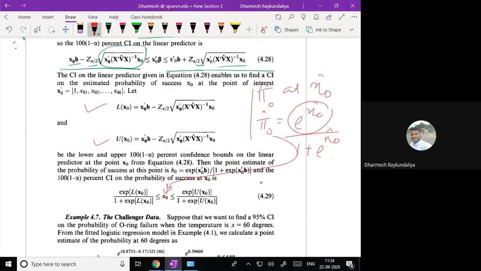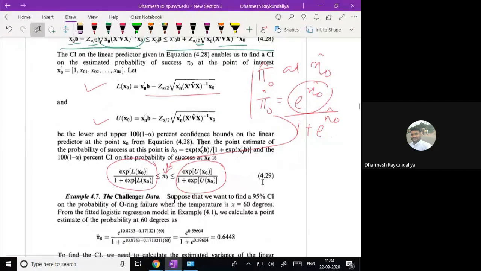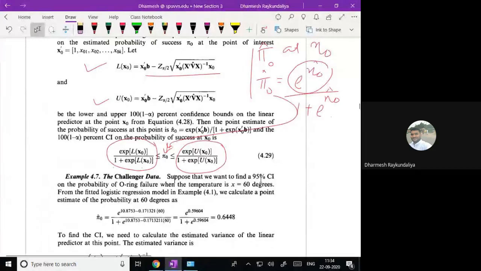What is the lower bound? It is the exponent of the lower limit of the linear predictors divided by 1 plus the exponent of the lower limit of the linear predictors. It gives the lower limit of the estimated probability at a given value of x0. Similarly, this is the upper limit of the linear predictors. See, it's very simple. If you understand the methodology, it's very simple to derive. Nothing is required to cram.